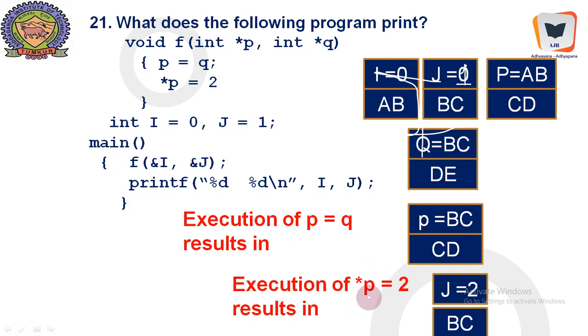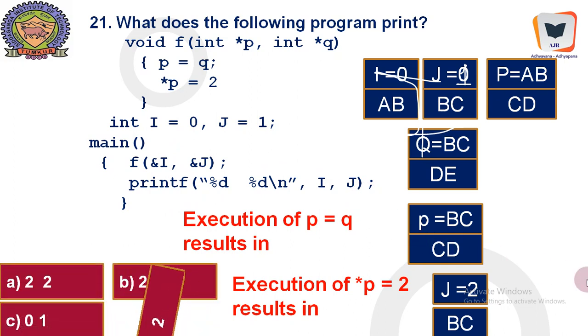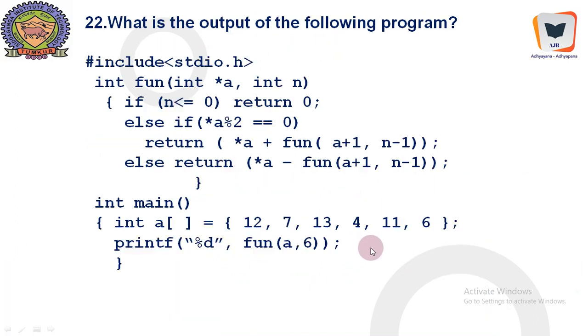Okay, so P, as a pointer, points to BC, which is the address of J. So J will become 2 and I will remain 0 only. J will become 2 and its address will be intact. It is BC. Therefore the answer should be: I remains 0, and J has become 2 upon this pointer operation. So 0, 2 is the correct answer. There is a space over here and we have to write this particular answer.